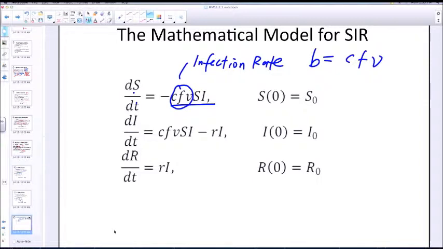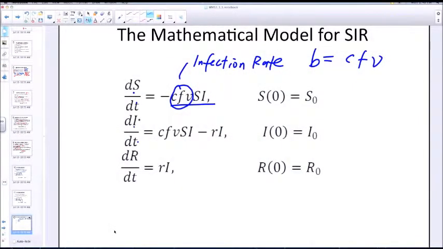And dR/dt is the R I, that's how quickly, depending on how many people are infected, how quickly the people recover. And then dI/dt, the change rate of the infected, equals flow in from the susceptible minus flow out to the recovered.